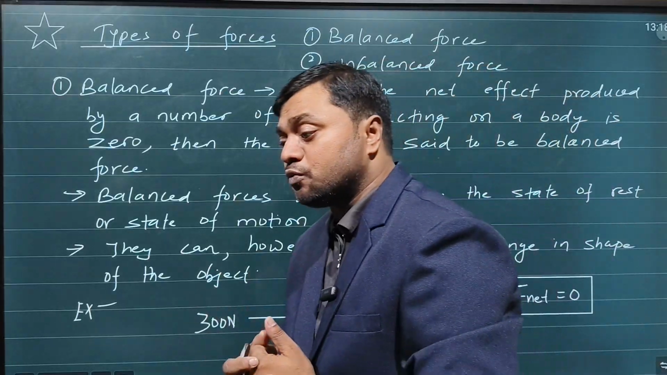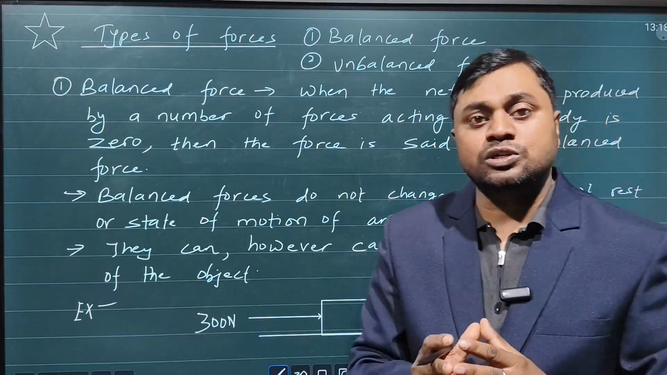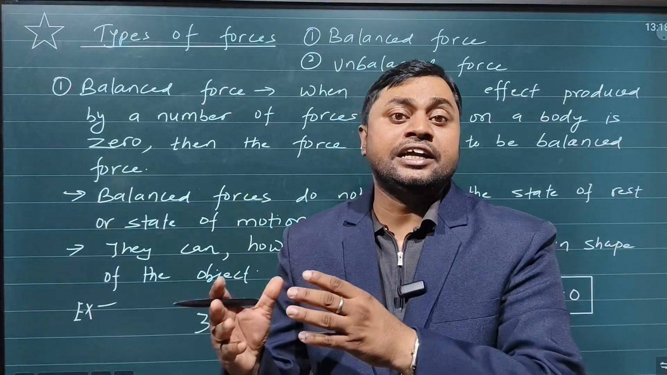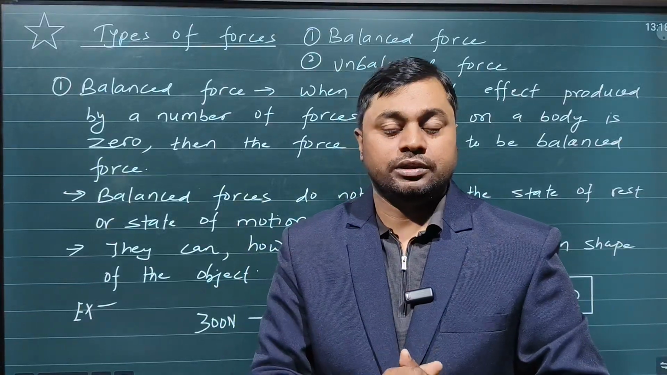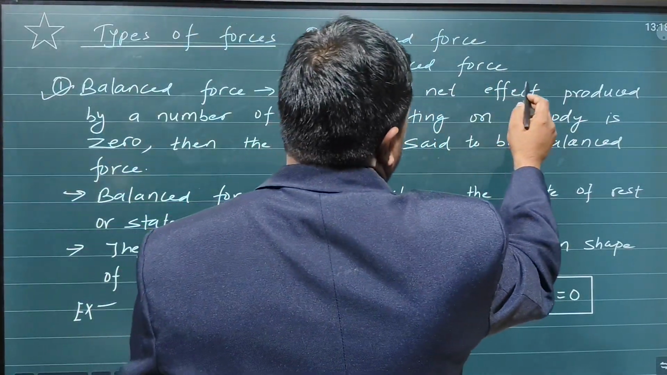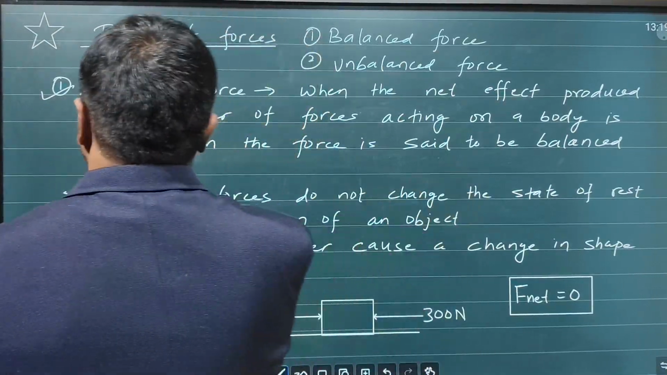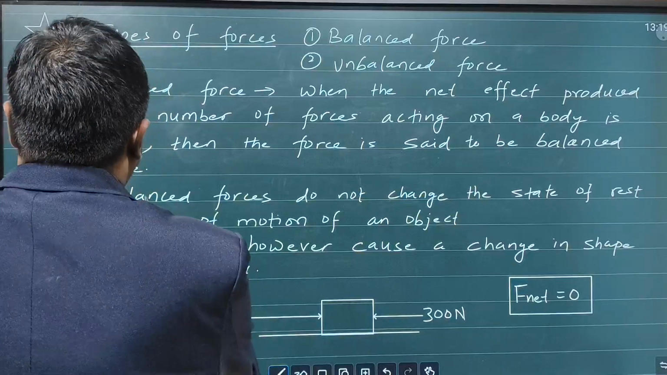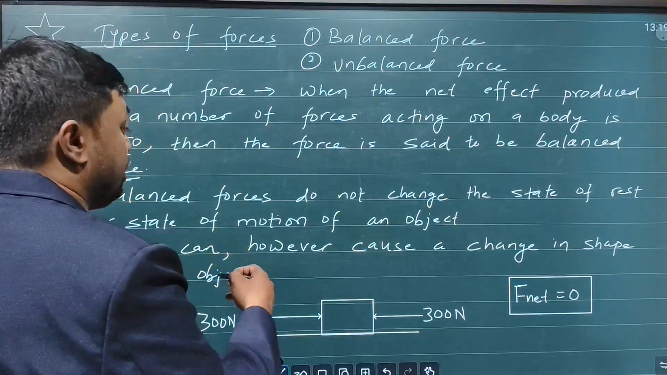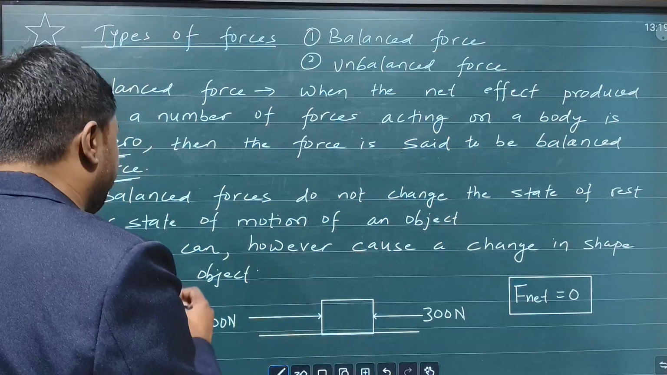Next, we talk about two types of forces: balanced force and unbalanced force. What is balanced force? If n number of forces are acting on an object and the resultant force is 0, then it is called a balanced force. Let's see the definition. Balanced force: when the net effect produced by a number of forces acting on a body is 0, then the force is said to be a balanced force. Balanced forces do not change the state of rest or state of motion of an object. They can however cause a change in the shape of the object.